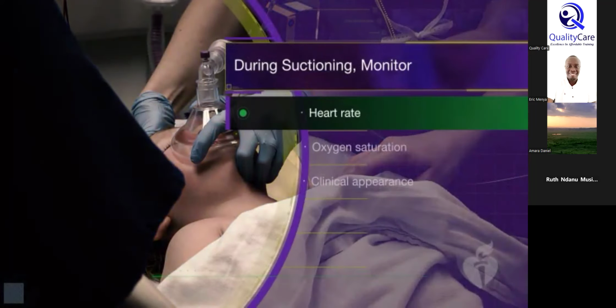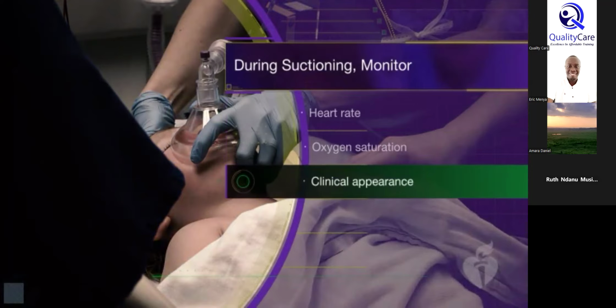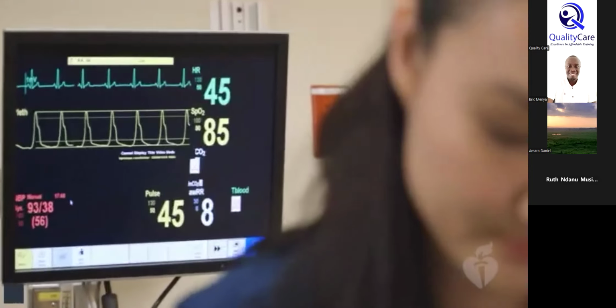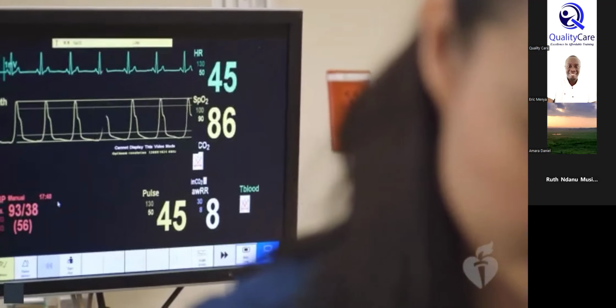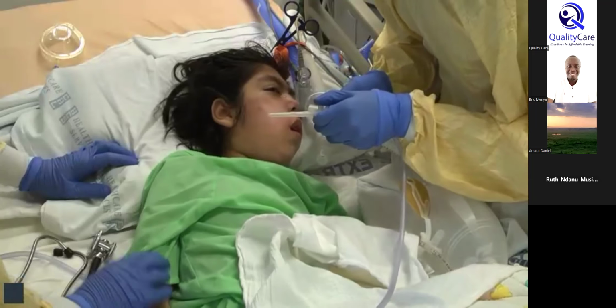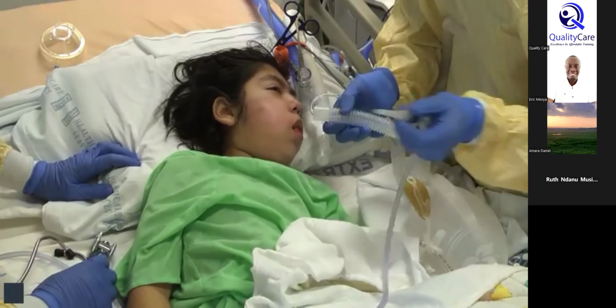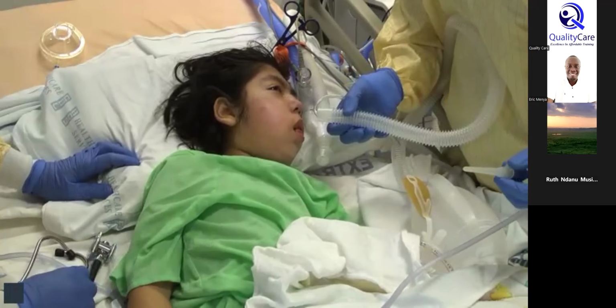Monitor the child's heart rate, oxygen saturation, and clinical appearance during suctioning. In general, if bradycardia develops or clinical appearance deteriorates, interrupt suctioning and deliver oxygen and bag mask ventilation if needed, until the heart rate and clinical appearance return to normal.